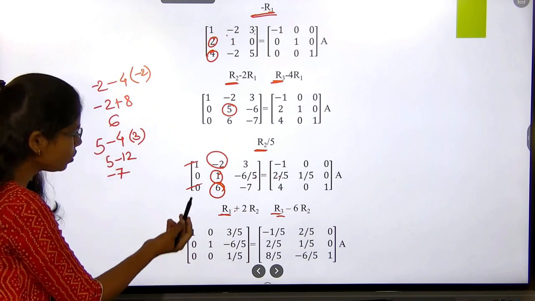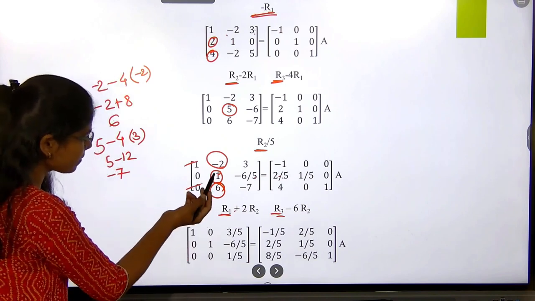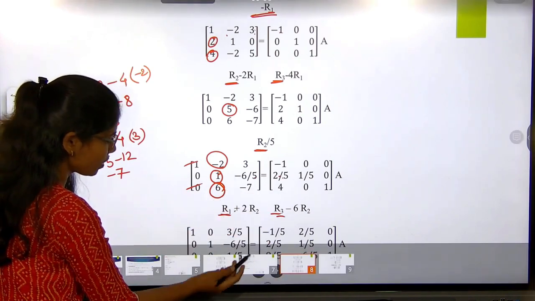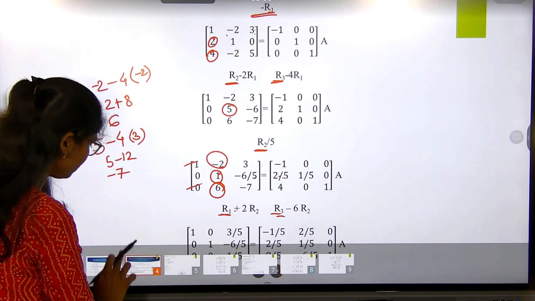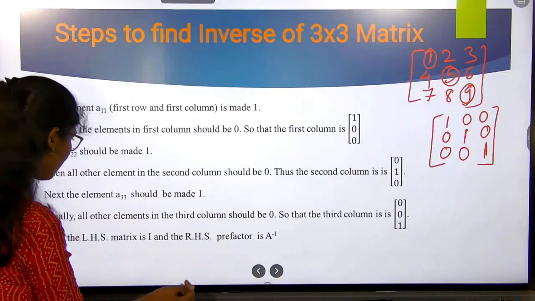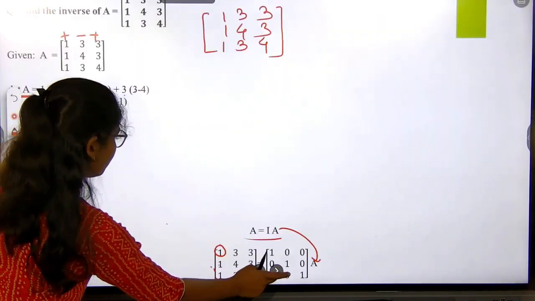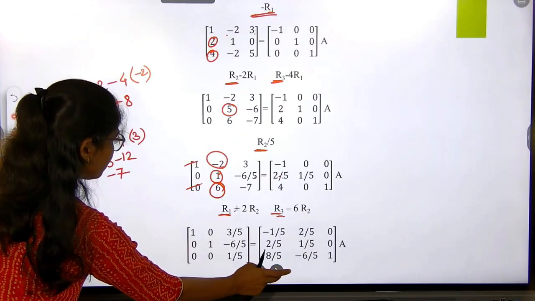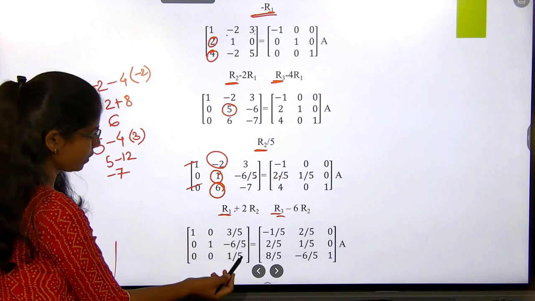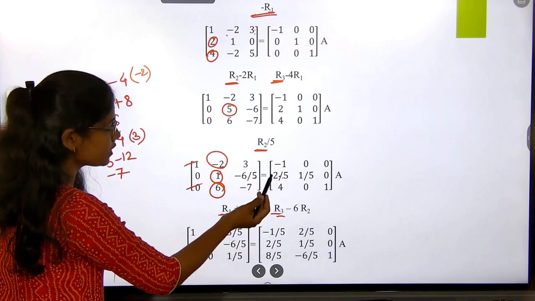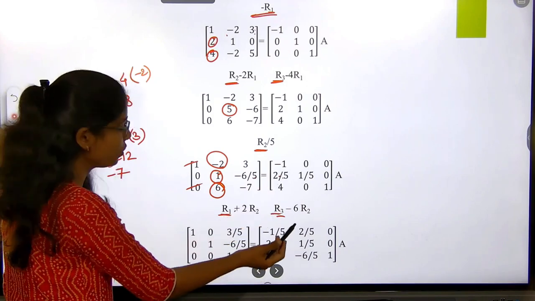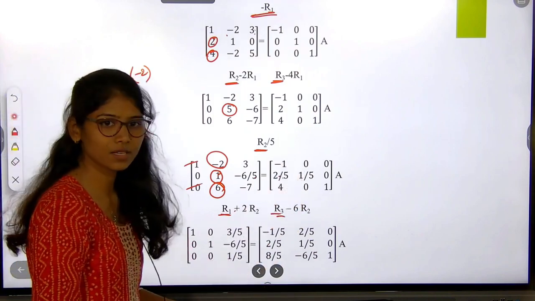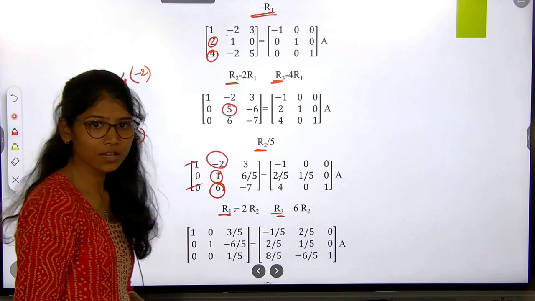Same in R3 also: 0 plus 0, then 6 minus 6 is 0, minus 7 minus 6 into minus 6 upon 5 is 1 upon 5. 4 minus 6 into 2 upon 5 is 8 upon 5. Then 0 minus 6 into 1 upon 5, so it is minus 6 upon 5, and 1 minus 0 is 1.